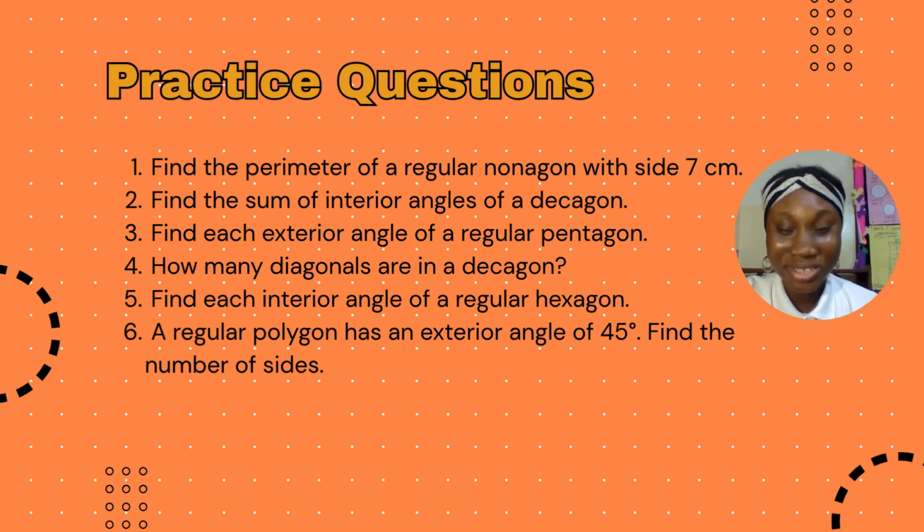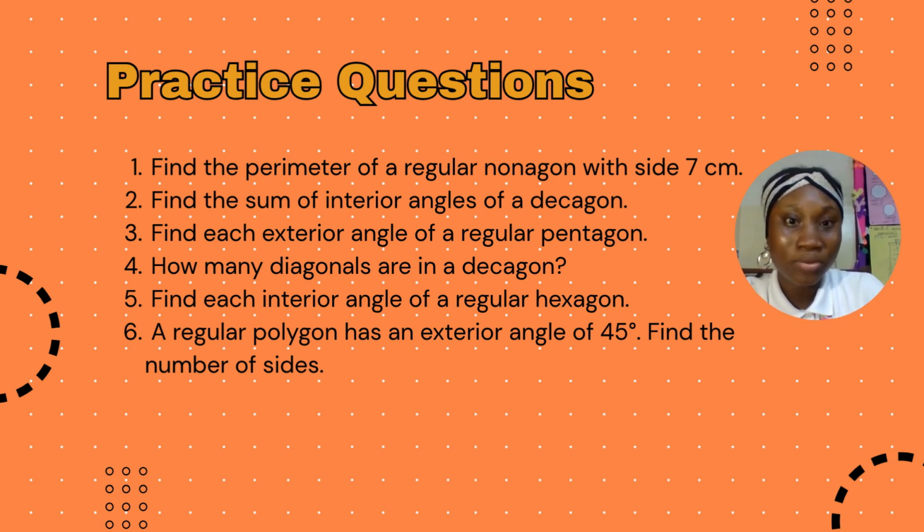So these are your practice questions. Question 1: Find the perimeter of a regular nonagon. That's a regular polygon, okay, it has equal sides. I believe you know what to do now. When you want to find the perimeter of a regular polygon that has all the sides equal, you know what to do. Now find the sum of interior angles of a decagon. Decagon has 10 sides. So how do you find the total sum of angles inside a decagon? You know what to do.